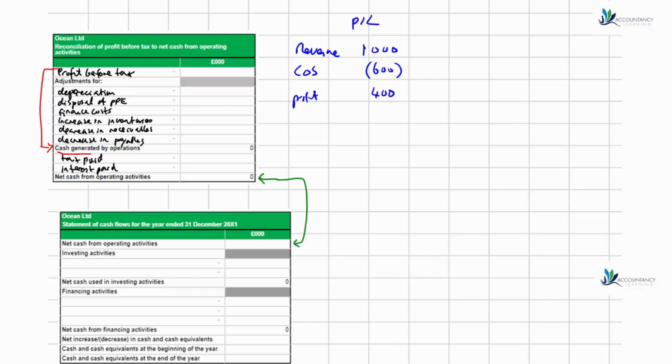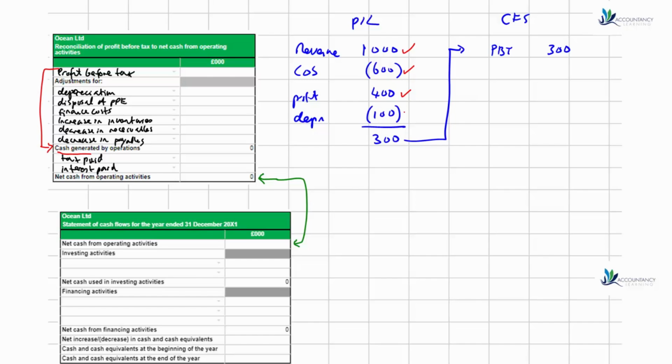But we know there's going to be some other expenses, so let's suppose there is some depreciation of, let's suppose, 100. So that depreciation is an expense which would reduce our profit down to 300. Now, in our cash flow statement, that 300 profit for the year is our starting point. So we've got our profit before tax of 300, but that's not a cash amount, is it? We just identified that because we've got no receivables, that 1,000 is cash. And because we have no payables, that 600 is cash. And therefore the 400 profit is a cash movement.